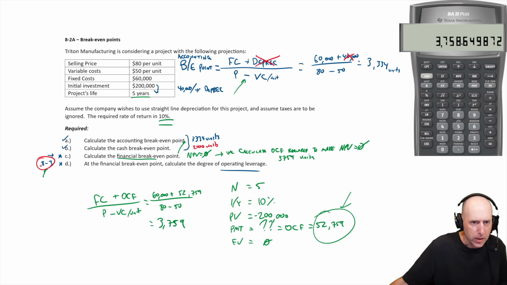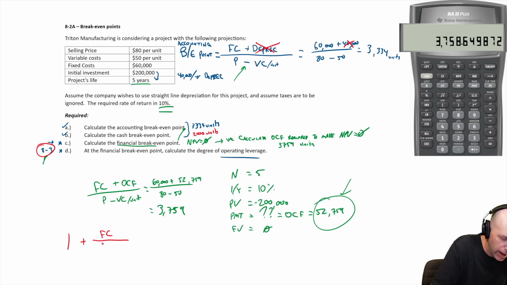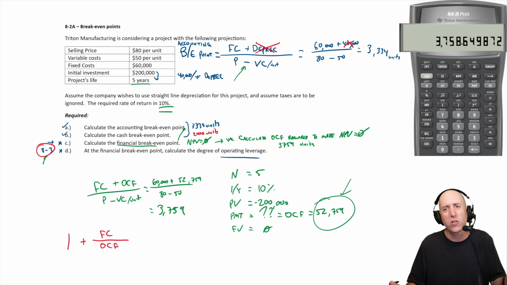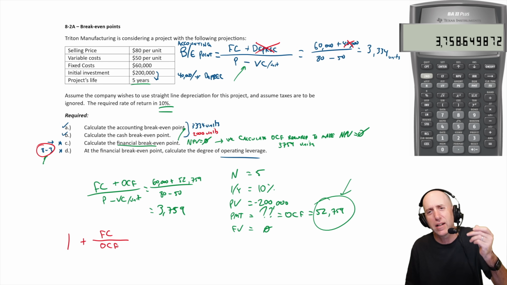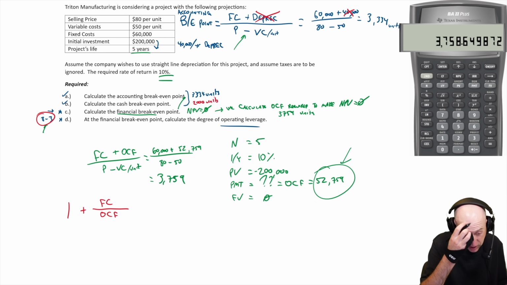So here is the formula. I'm doing this from memory. I always screw it up. It's 1 plus fixed cost divided by operating cash flow. That's the formula to get a degree of operating leverage, which is just a ratio. It's just a number, and we'll explain. Let's solve it, and then I'll explain what the number means.